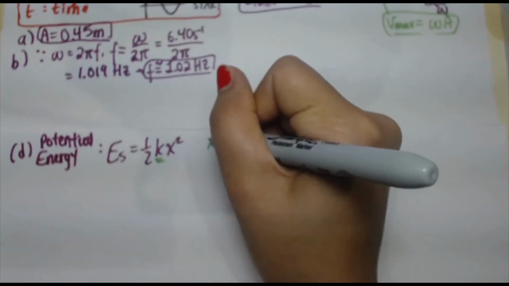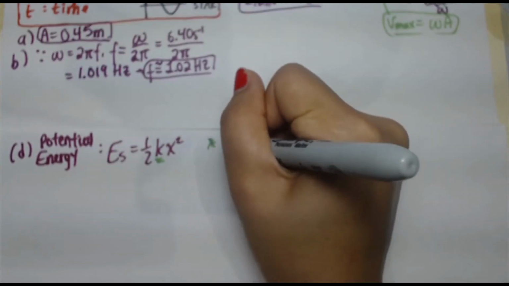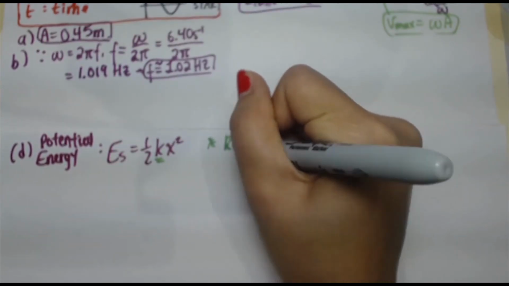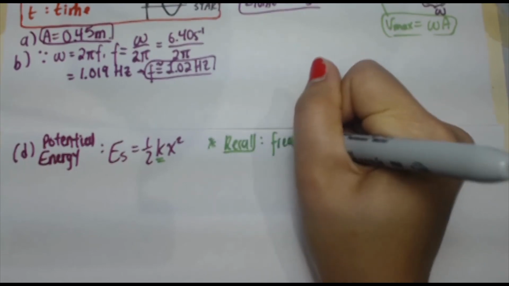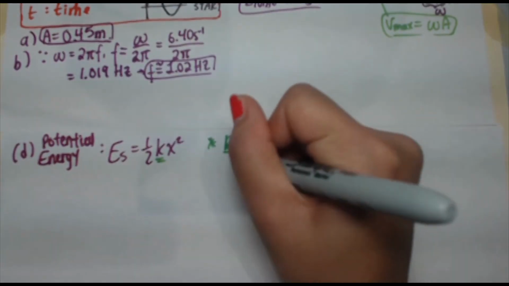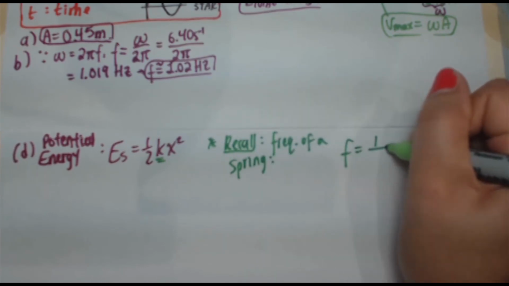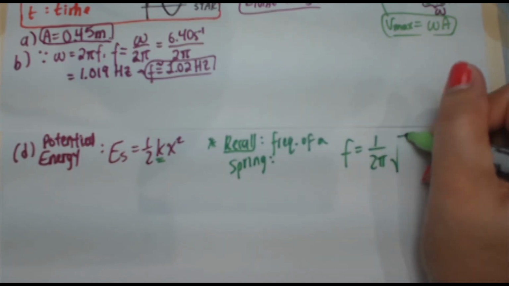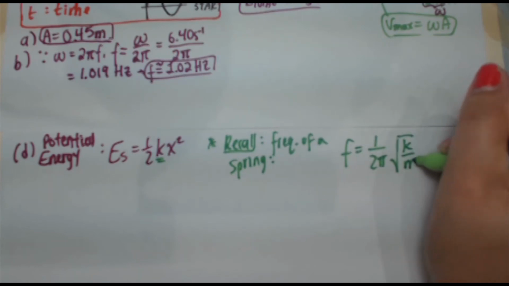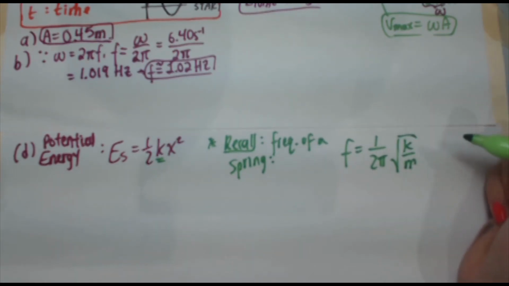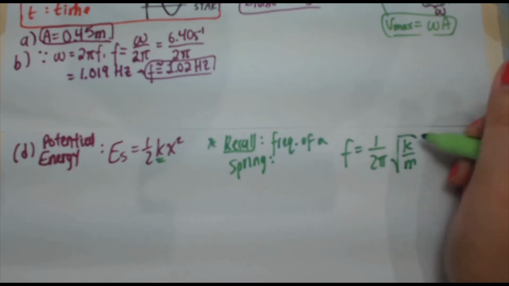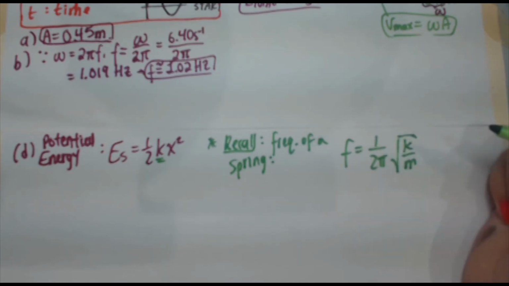If you look back to video 132, we saw that, so recall, the frequency of a spring is given by the following formula. f is equal to 1/2 pi times the square root of k over m, k being the spring constant, m is the mass. Now let's try to solve for k here, because we know the mass, we know the frequency, so we can figure it out from this formula.